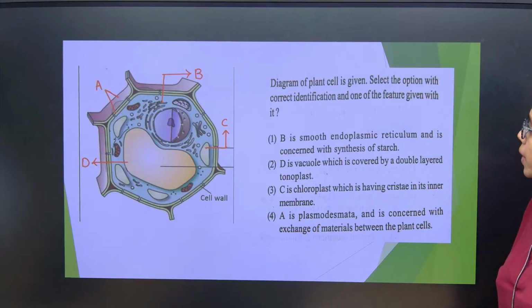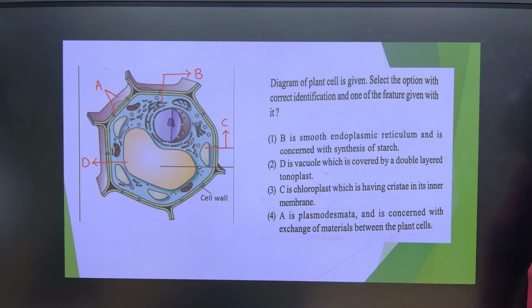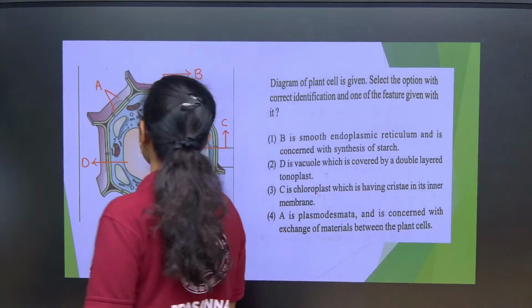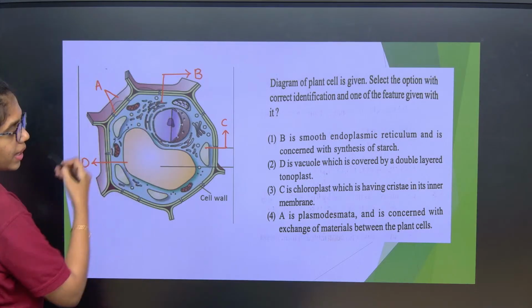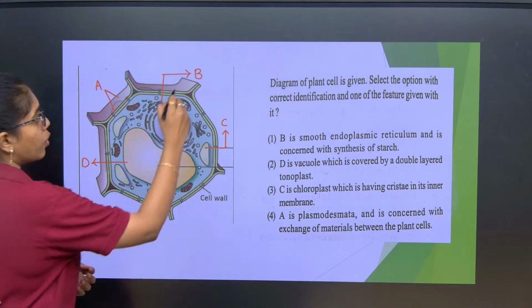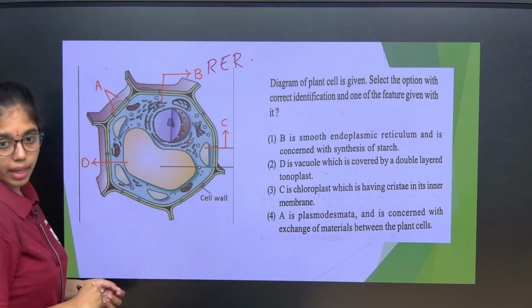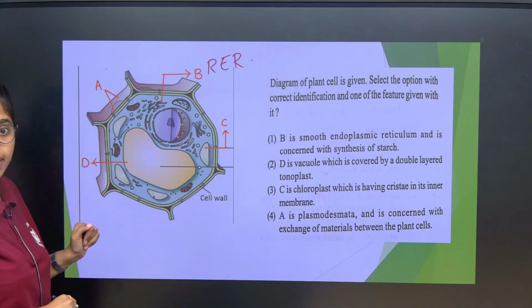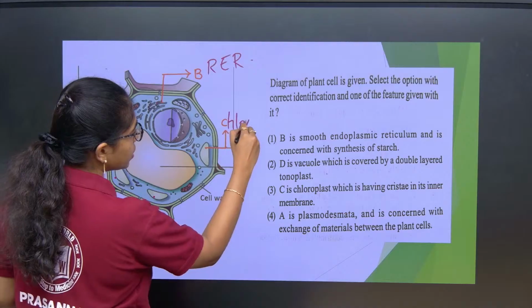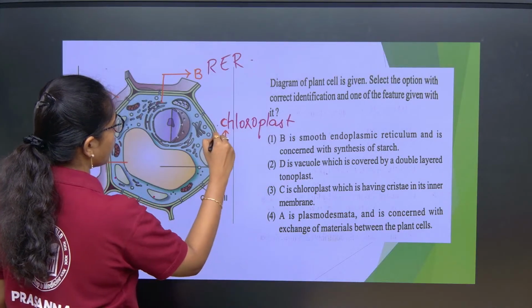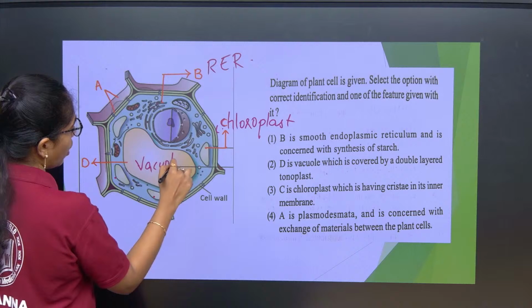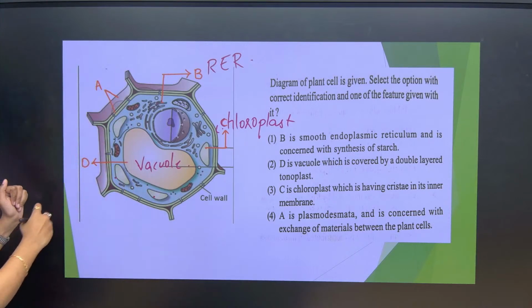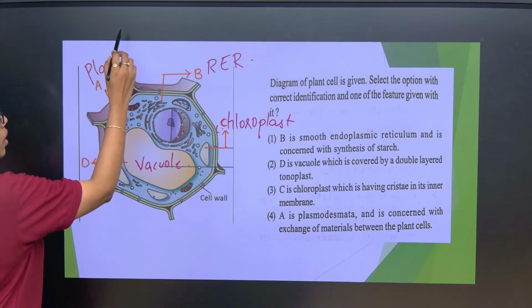Next, same. Diagram of plant cell is given. We have to select the option with correct identification about the feature of the organelle. So, first we have to know what are the organelles that he has given. This is labeling what? Extensions of nuclear envelope, and here you can see ribosomes, means what organelle is it? Good, rough endoplasmic reticulum, right? And these are chloroplast structures. If you can remember the labeling of plant cell, this is what? Chloroplast structure. Fine. And this is what? 90% of cell's volume is occupied. This is vacuole. And these are the plasmodesmatal connections. Now, look into the statements properly.